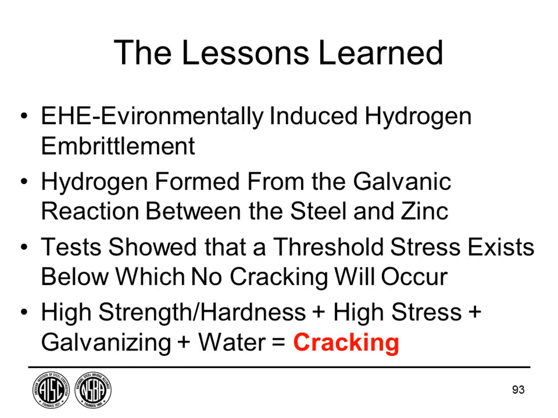These were environmentally induced hydrogen embrittlement. Hydrogen forms from the galvanic reaction between the steel and the zinc. Tests show that a threshold exists below which no cracking would occur. So in some cases, we could leave the rods in service, but if we had very high stress and some of the rods had very low resistance, they had to be replaced there.